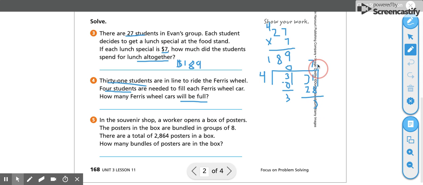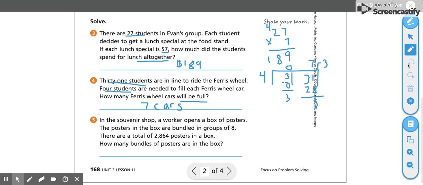So the question, though, is how many cars will be full? So I'm going to have 7 full cars, and then I will have 3 on the last car. So I'm going to say 7 cars are full. So sometimes understanding that remainder and what to do with it is really important. You got to go back and reread that question. They want to know how many will be full. Well, there's 7 full cars and 1 that's partially full with only 3 people.